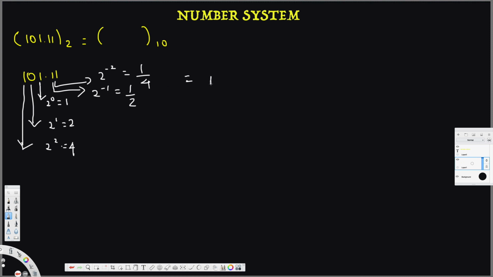First, where do we start? Let's start from here to here. 1 times 4, plus 0 times 2, plus 1 times 1, plus 1 times half, plus this one is 1 times 1 over 4.